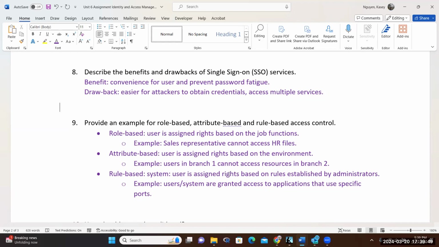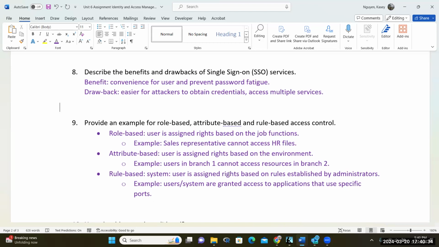Attribute based, I shouldn't say just user, but this could also be system. So the user or system is assigned rights based on the environment. So an environment could be a location that they work in. So if I work in branch 1, I won't be able to access branch 2. But sometimes you have people that would go across branches because their responsibility could be, they might want to help out or take over someone's position. So in that case, we would make the exception if you're using attribute based.